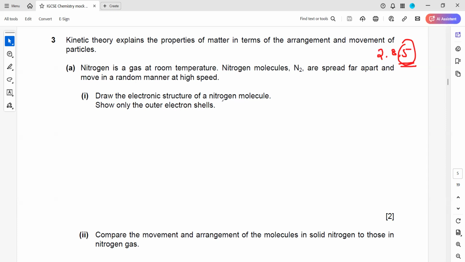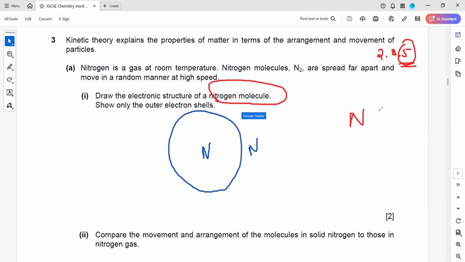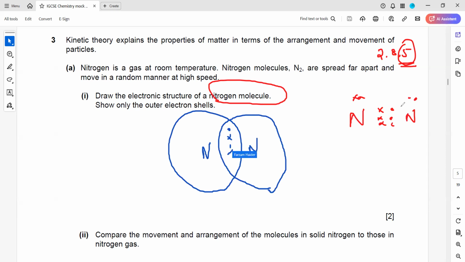Draw the electronic structure of a nitrogen molecule. Nitrogen belongs to group 5, so each nitrogen shares 3 electrons with another nitrogen, and the unshared will be 2. This is called a dot and cross diagram.